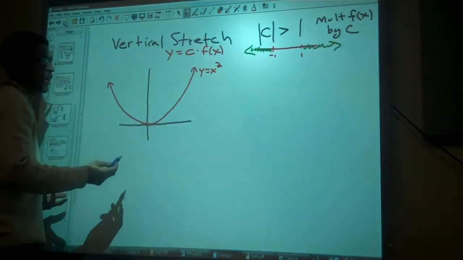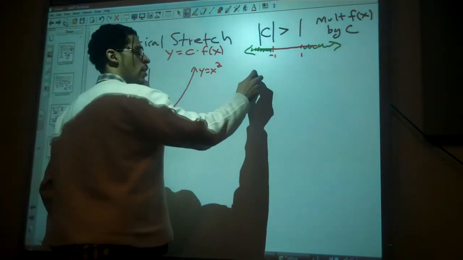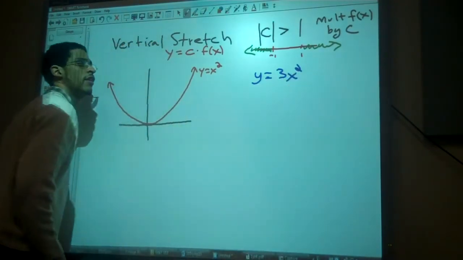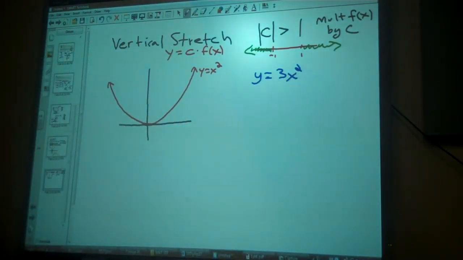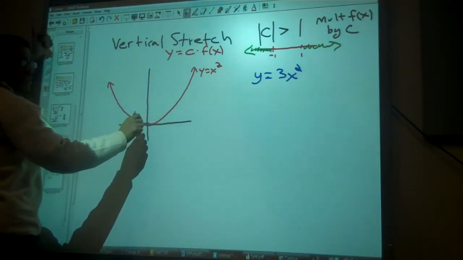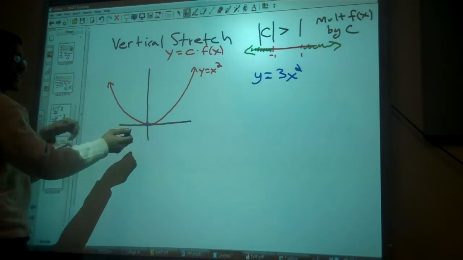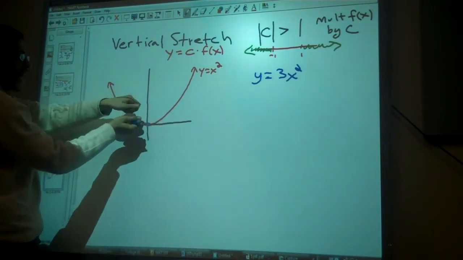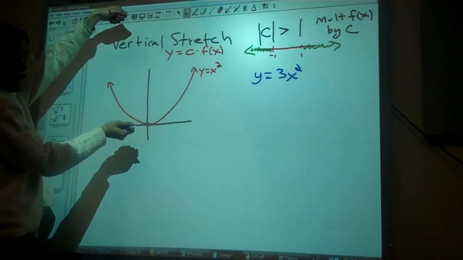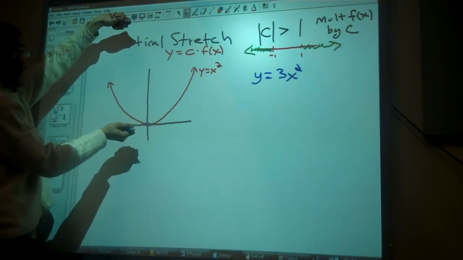So let's just say I want to look at y equals 3x squared. Well, that means that every y is now 3 times higher than it used to be. Anything that's on the x-axis stays on the x-axis, though, because 3 times 0 is 0. But anything that is away from the x-axis has now been stretched by a factor of 3.